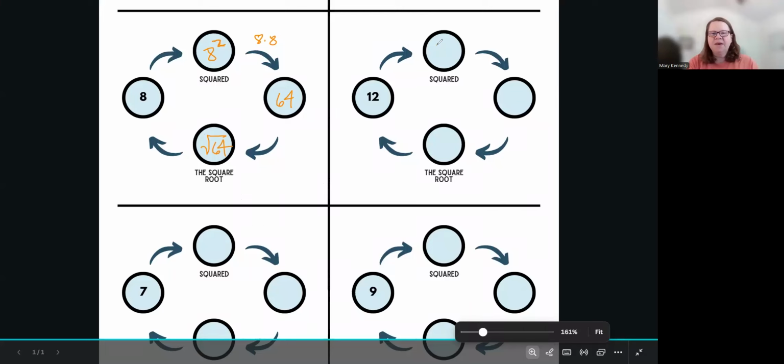All right, 12 squared. 12 squared, 12 to the second power. 12 times 12 is 144. And to undo the 144, we're going to take the square root of 144, which is 12. All right, 7 squared. 7 squared, 7 times 7 is 49. And to undo that, we would do the square root of 49, which is 7. 9 squared, that's 9 times 9, which is 81. And the square root of 81 is 9.